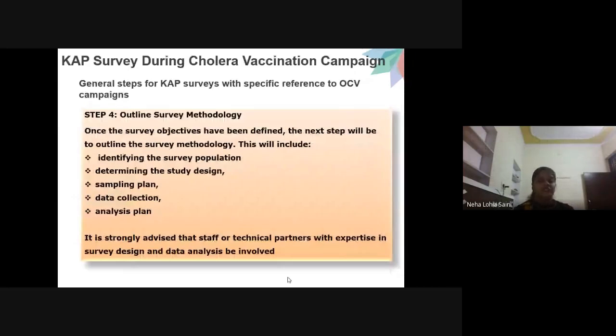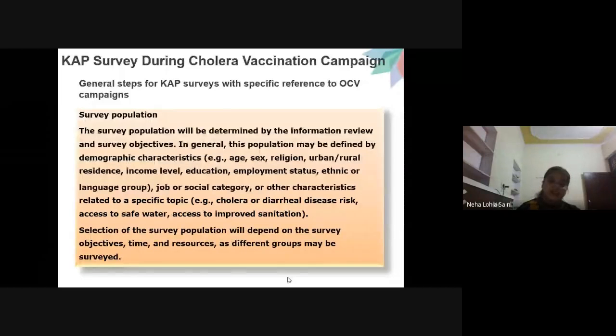So when we say survey population, what information will you get about survey population? This will be determined by the information review and survey objectives. Whatever is your objective, whatever existing information you have got, that will help you to define your survey population. In general, this population will be defined by demographic characteristics. All these points we will discuss now, these will also come in your questionnaire as well.